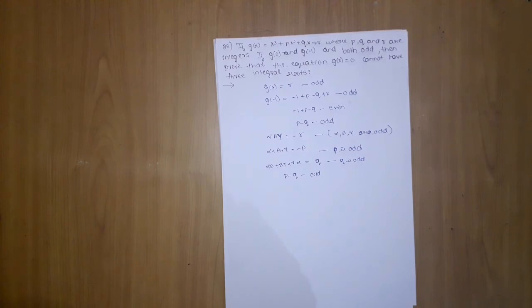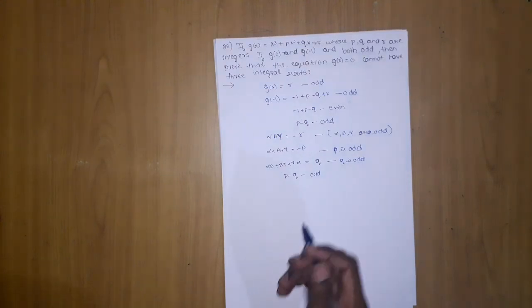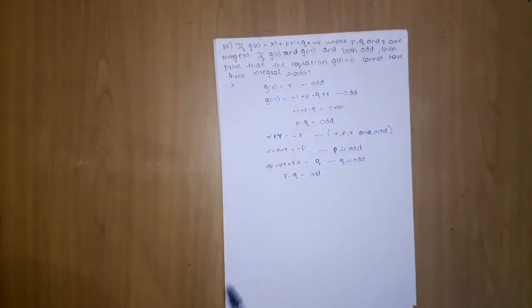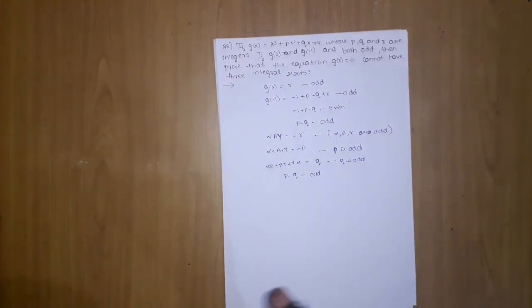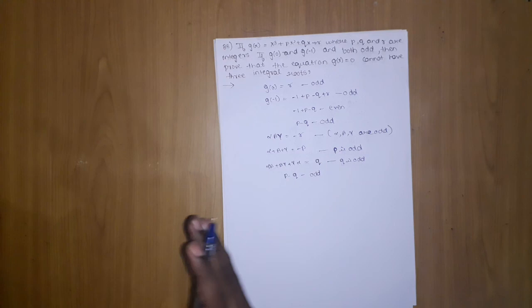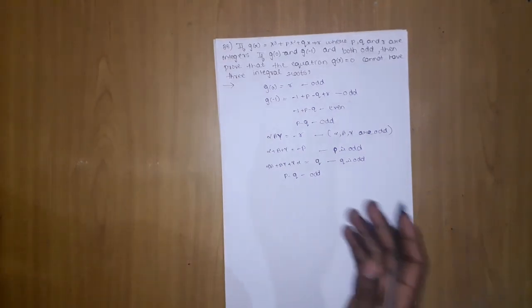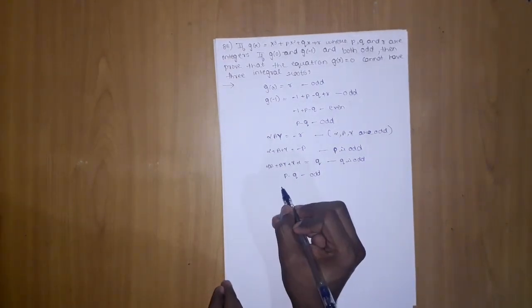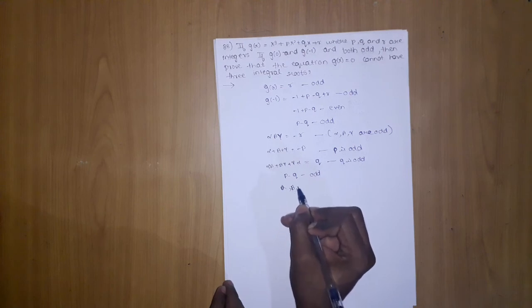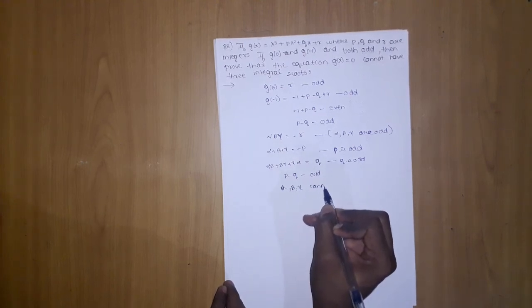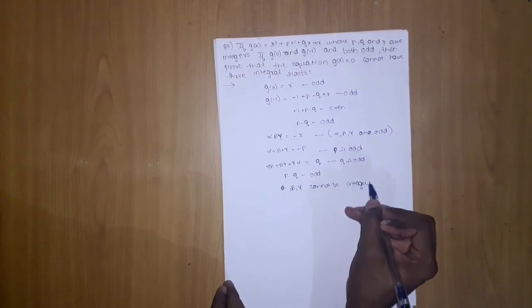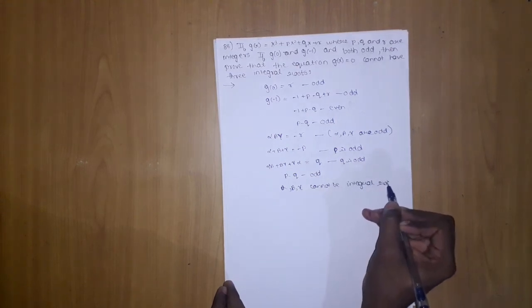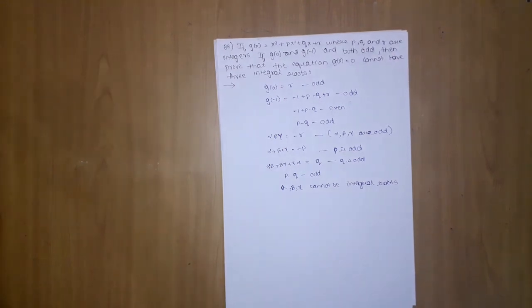If p is odd like 5 and q is odd like 3, 5 minus 3 is 2, which is even. But we have been told that p minus q is odd. So the condition doesn't satisfy. So alpha, beta, gamma cannot be integral roots.